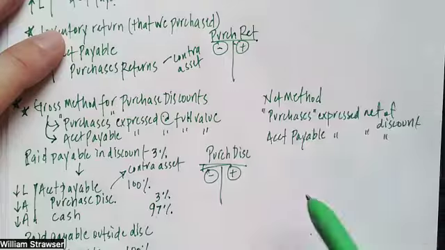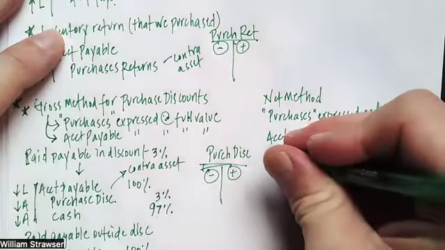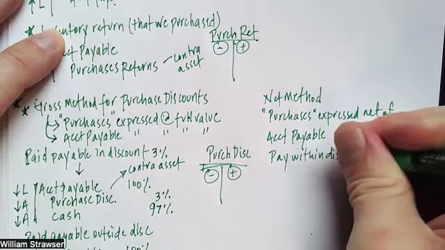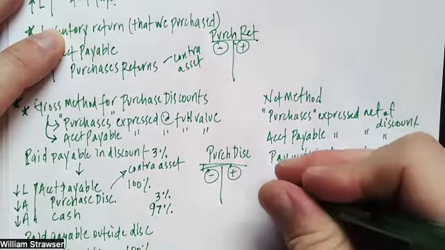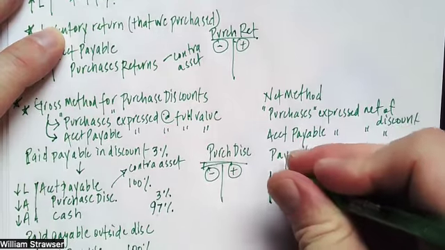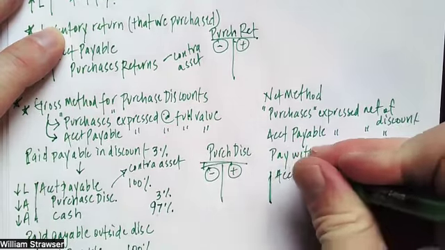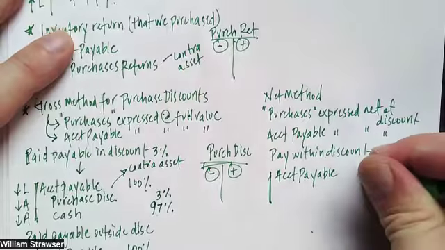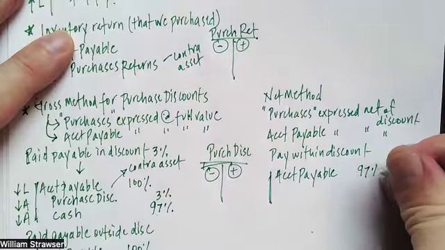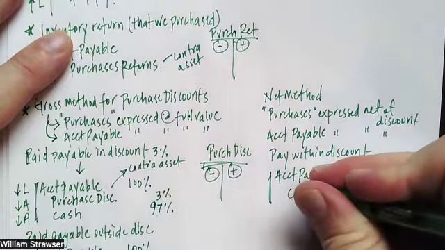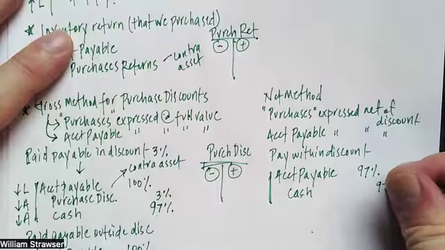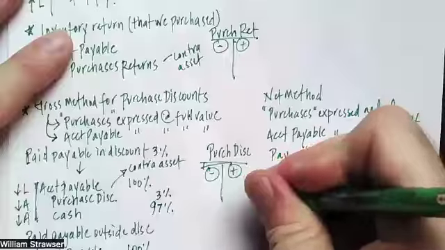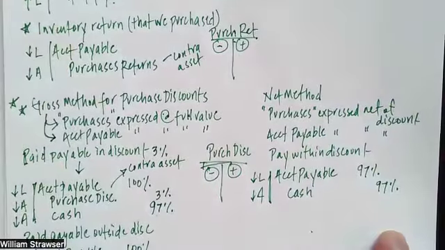So if we pay within the discount of 3%, then there's no problem because the payable that we're canceling out was recorded when we purchased net of discount simply because we're in the net method. And since we're paying in the discount, the amount of cash we pay is also going to be at the discounted price. So again, no discrepancy going on here.